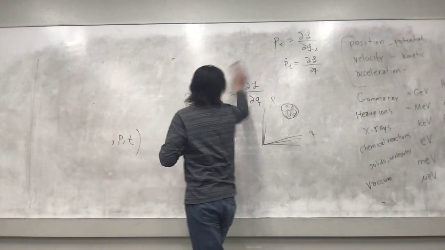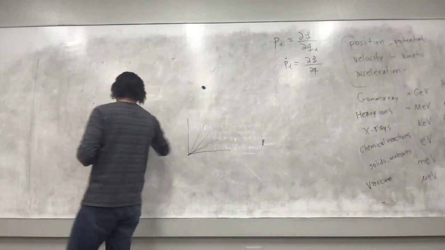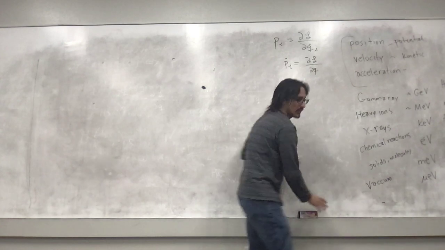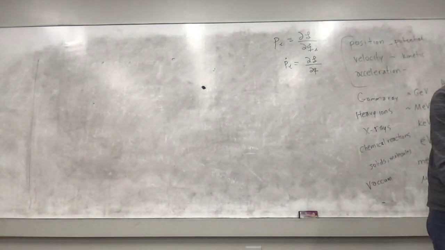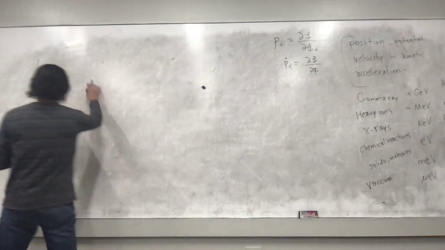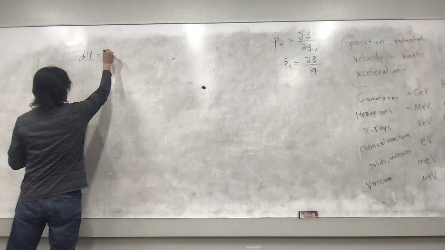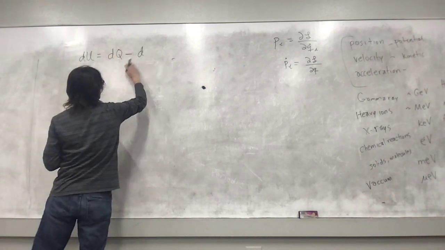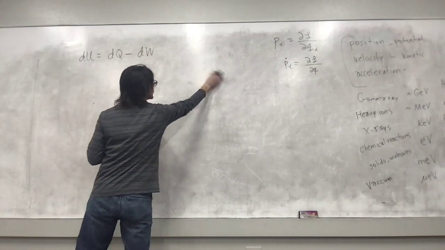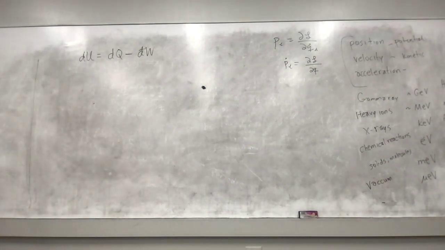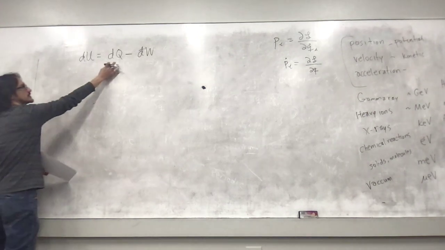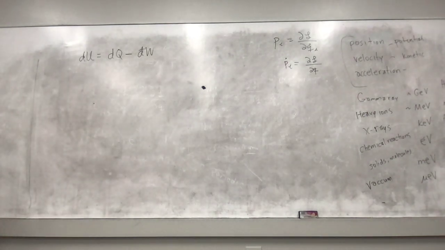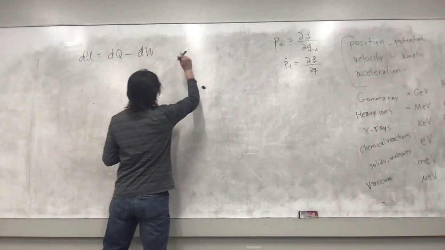I'm going to remind you of, well, first, the first law of thermodynamics. So dU is dQ minus dW. I think if you're picky about it, you might put a bar over there, I don't know. So what is Q? Heat. And W? Work.